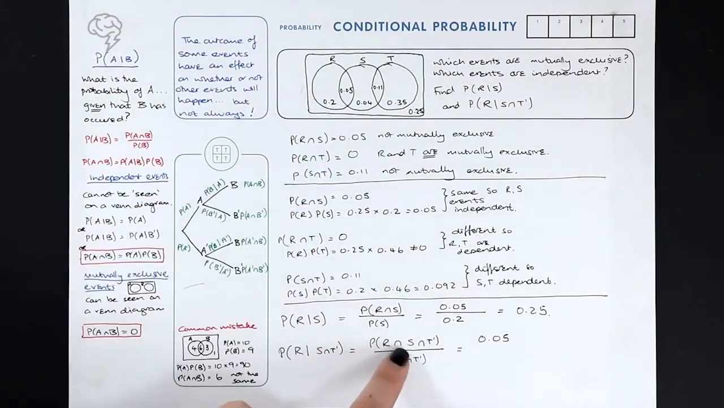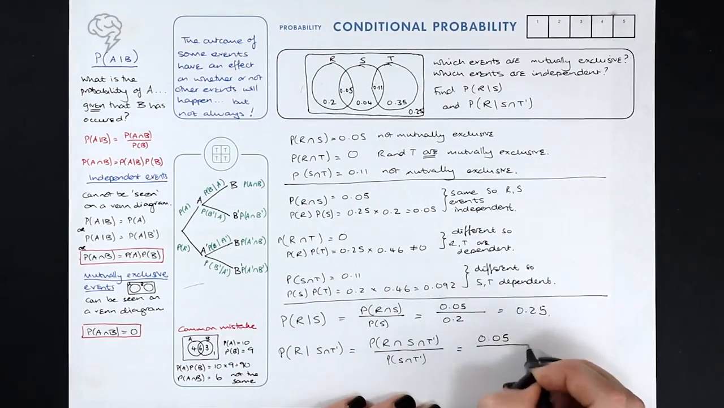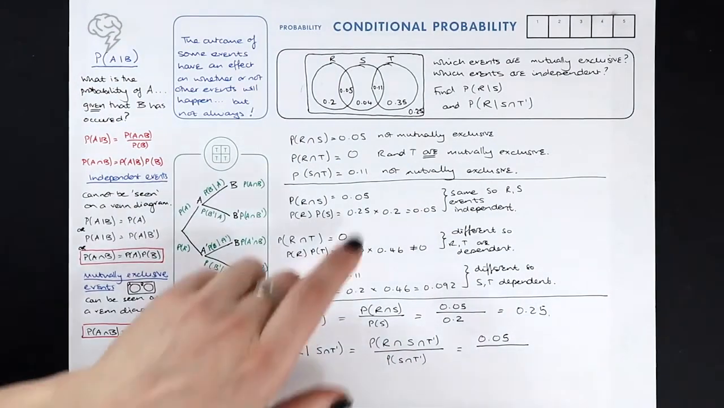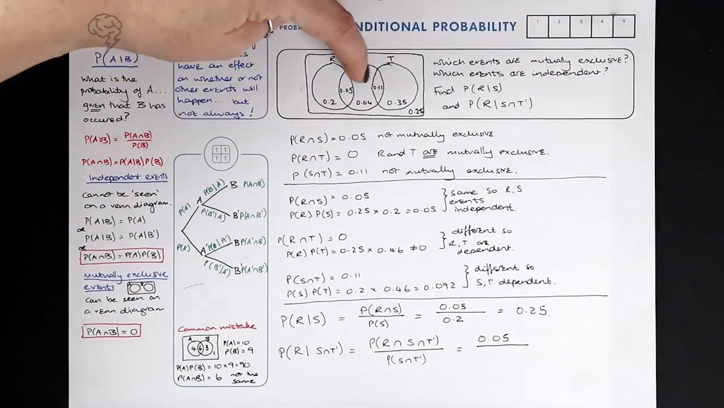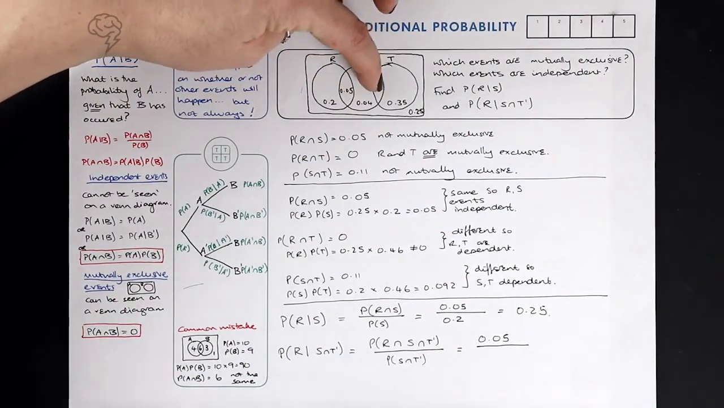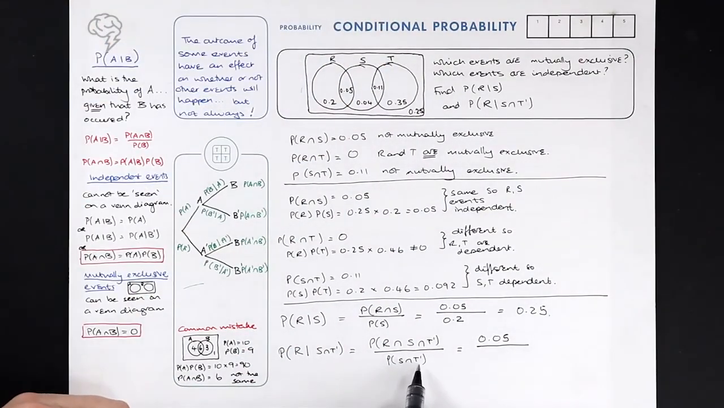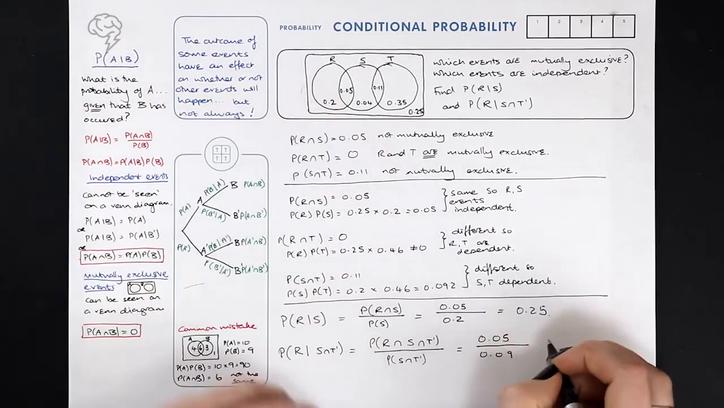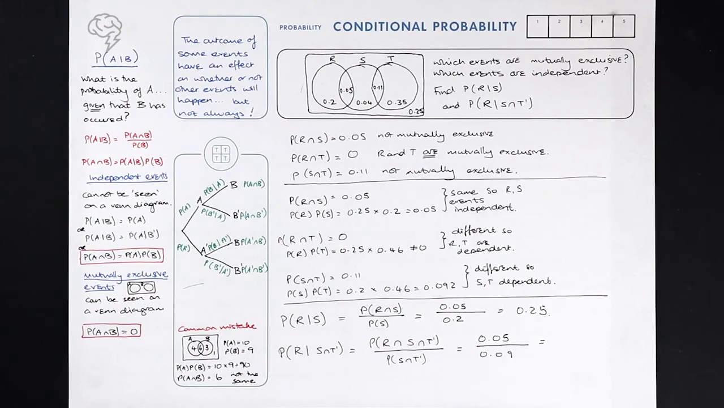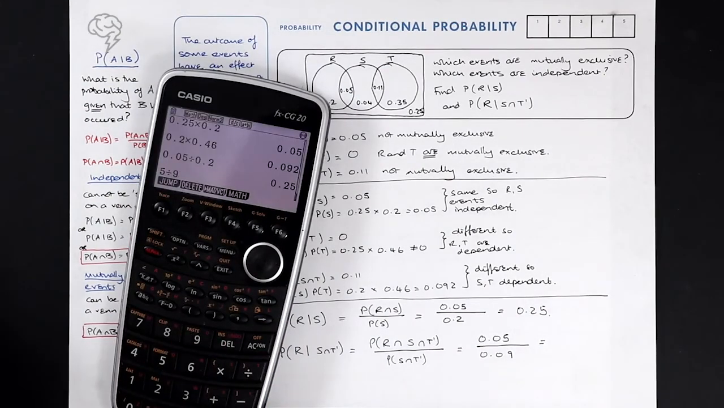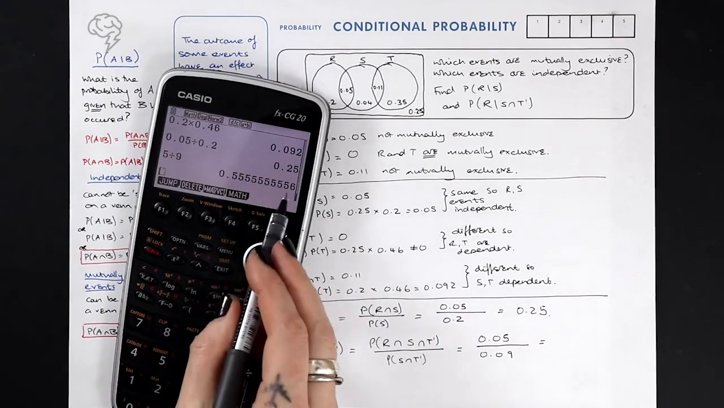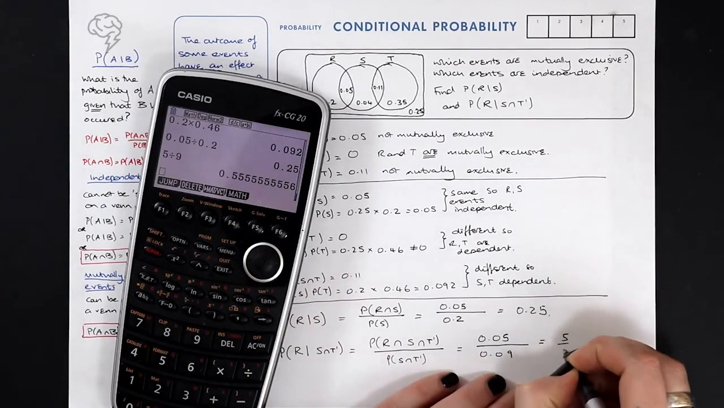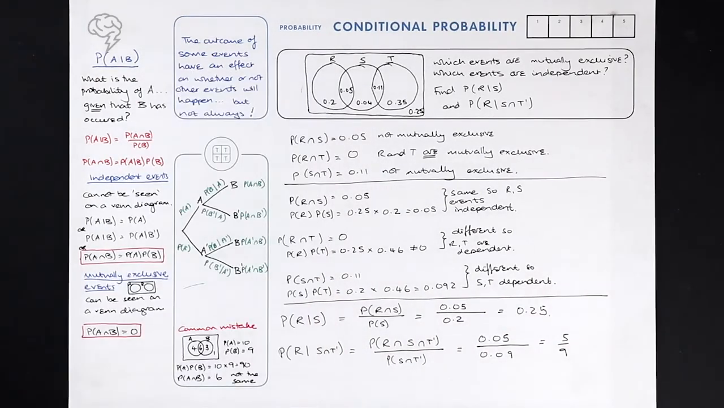Divided by the probability of S and not T. So here's S, that bit, that bit, that bit. The only bits of S that are not in T are this bit and this bit, which add up to 0.09. So I could leave it as a decimal, but I'm not going to write that because that's not exact. I'm going to write it as 5/9. And that's more or less all there is to it.